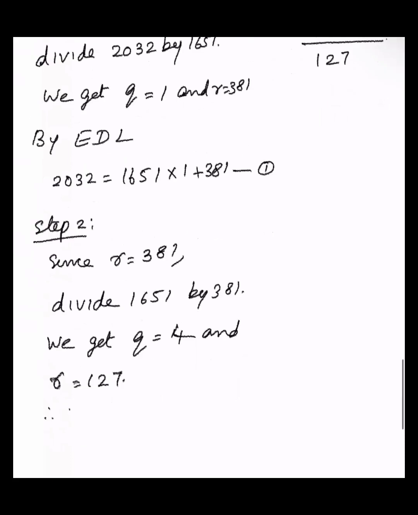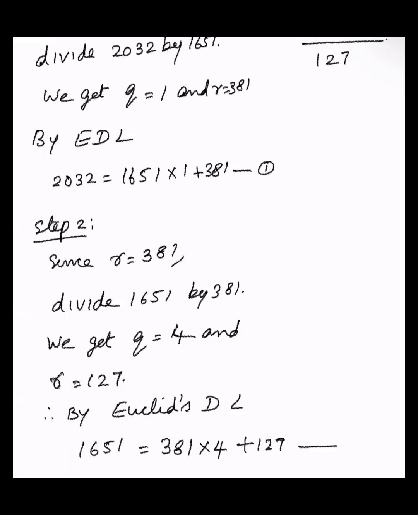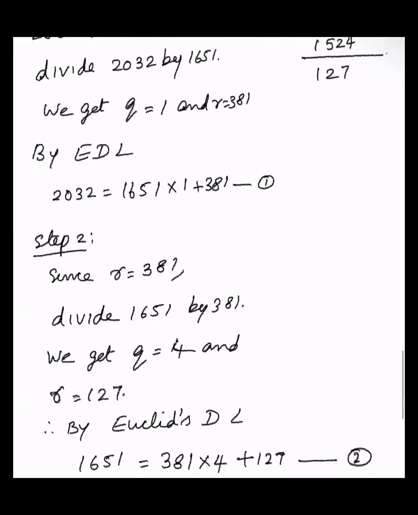Again, we will write: therefore, by Euclid's division lemma, we have 1651 is equal to, which is the dividend. In the next step, the dividend has become 1651. So 1651 is equal to the divisor 381 into 4 plus 127, which is equation 2. 127 is not equal to 0, so I have to divide again, this time with 381.